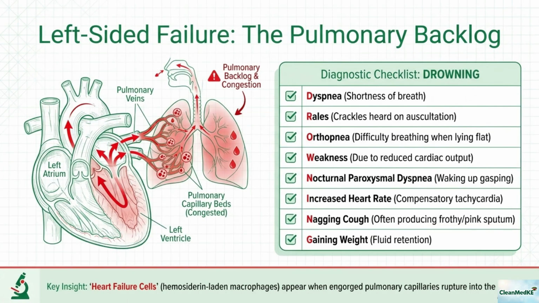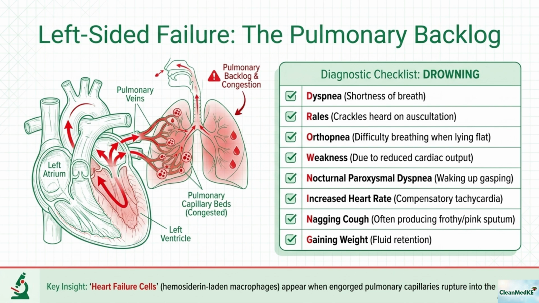When the left side of the heart fails, the blood has nowhere to go but backward into the lungs. This creates a pulmonary backlog. To remember the symptoms, think of the patient drowning. They experience dyspnea, shortness of breath, and you will hear rales or crackles when listening to their lungs. They often have orthopnea, meaning they can't breathe while lying flat, and they might wake up gasping for air, a condition called paroxysmal nocturnal dyspnea.